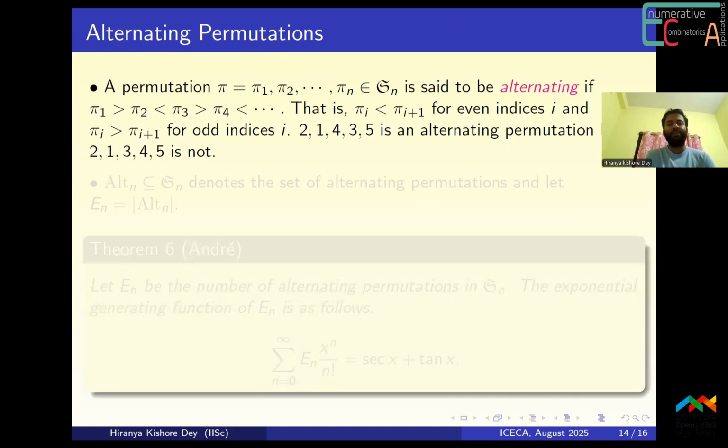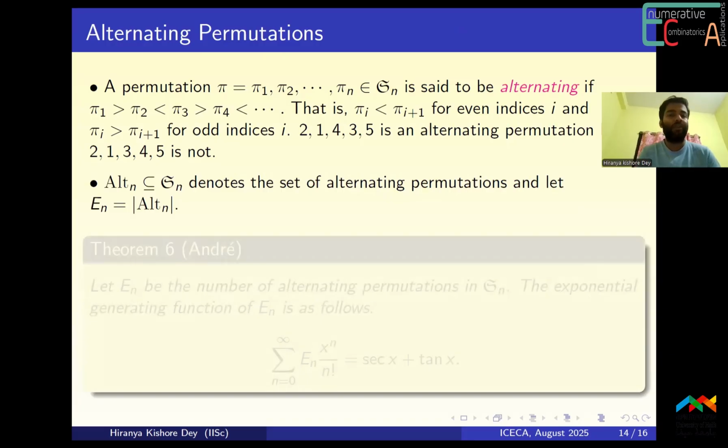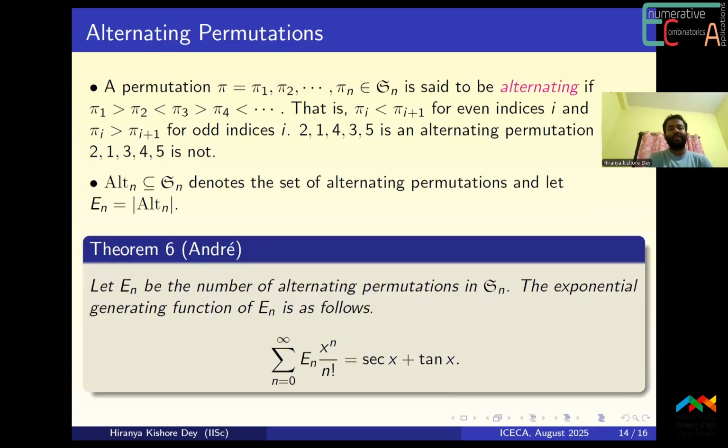Now let Alt_n denote the set of alternating permutations, and let En count this. Andre proved that En is the number of alternating permutations in Sn, and that the exponential generating function for En, that is, the summation of En x to the power n by n factorial, is a beautiful thing: it is sec x plus tan x. So the exponential generating function for En is sec x plus tan x.